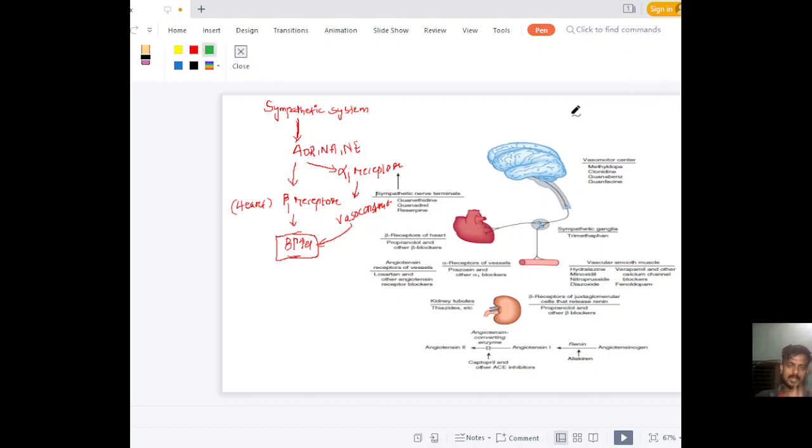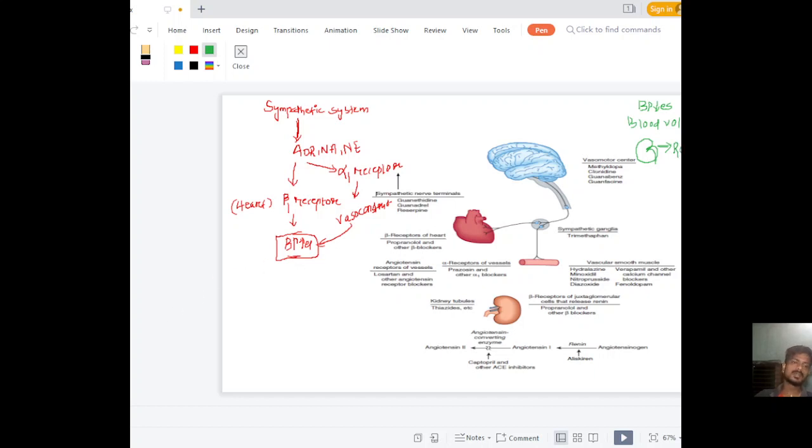To understand the second one, you have to assume two conditions: your blood pressure is decreased from normal and your blood volume is also decreased from normal. So what will happen? You have two bean-shaped organs called the kidneys. The kidney will immediately release an enzyme called renin.